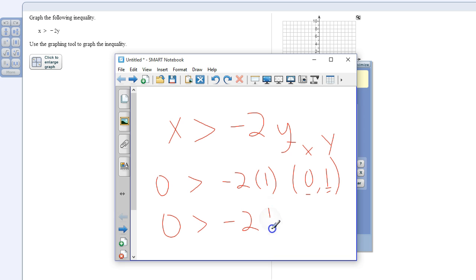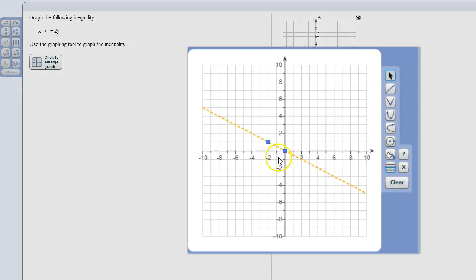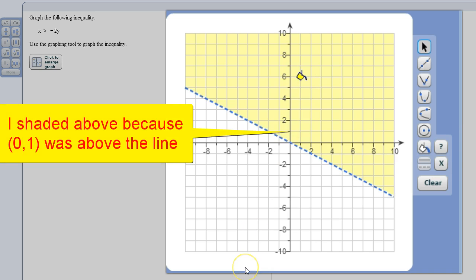Once you plug in the test point and simplify, you have to ask yourself, is this true? Is 0 greater than negative 2? It is, and that means the point we picked as our test point is part of the shaded region because it makes it true. If it were not true, if we had picked a different point, I'll show you with a different point in a second, then we would not shade in that direction, and we would have to shade on the other side of the line that we drew. Because 0, 1 did make it true, I'm going to shade up here above the line.